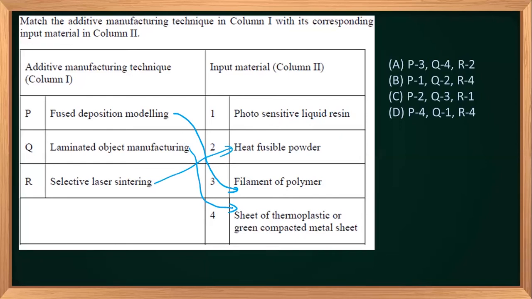P will be 3, Q will be 4, and R will be 2. So again, this will be the answer: P is 3, Q is 4, and R is 2. I hope it's very clear. So one question from each paper is coming from this additive manufacturing.